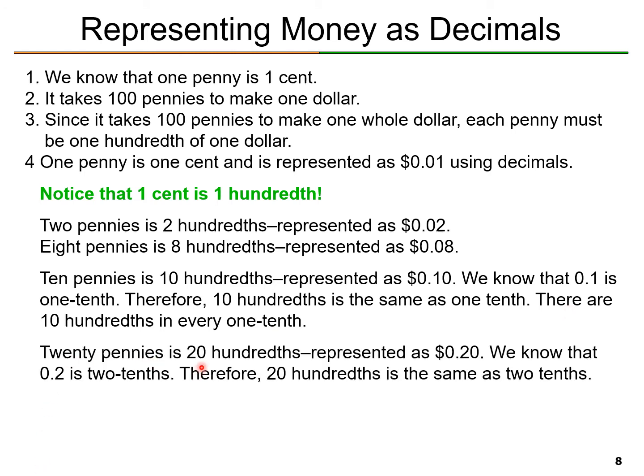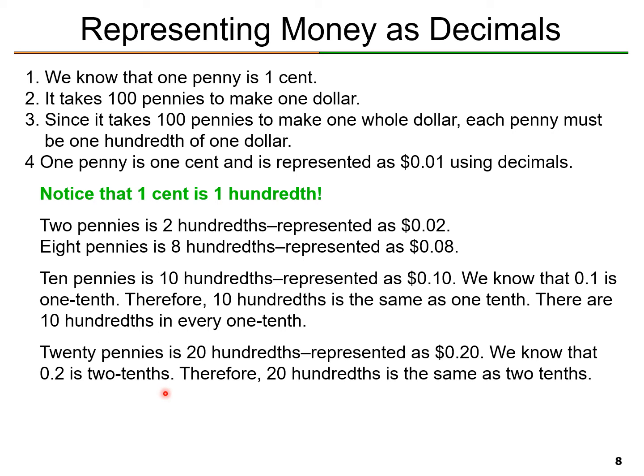20 pennies is 20/100ths, represented as $0.20. We know that 0.2 is 2/10. Therefore, 20 hundredths is the same as 2/10. So the fifth grader should be able to extend this line of reasoning to represent 30 pennies, 50 pennies, and 60 pennies.